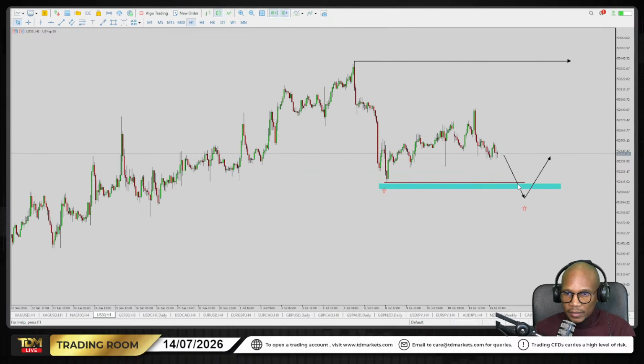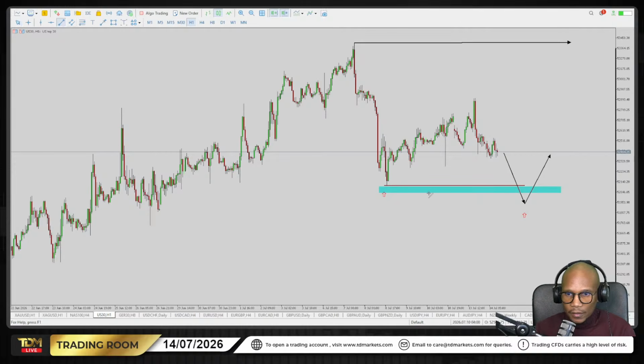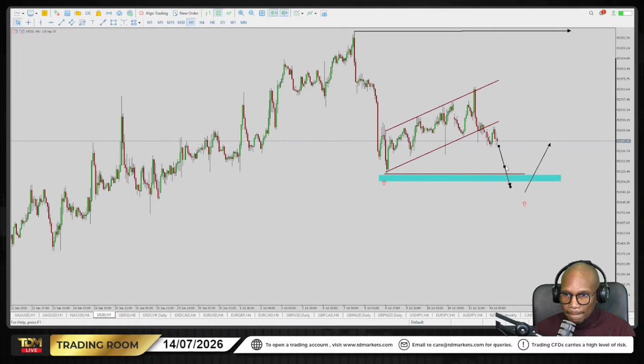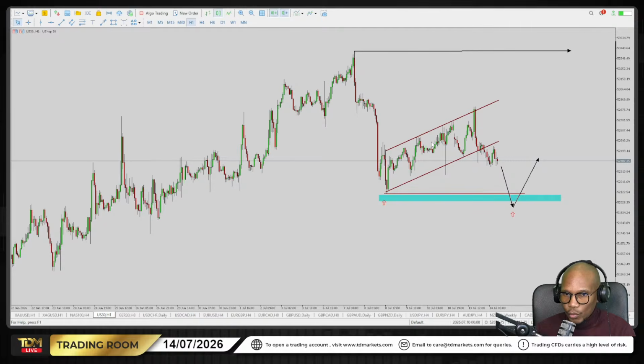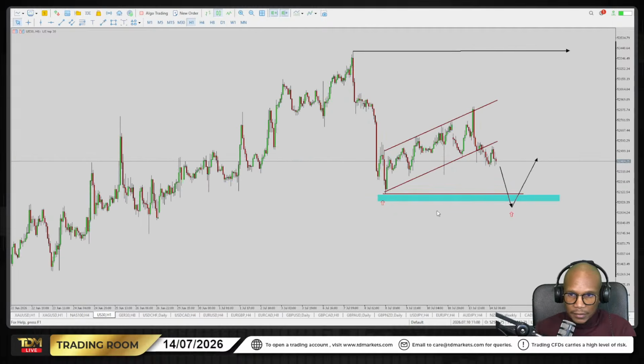If you look at how the structure is looking here, it has broken below. So from this point on, one more push down and then a continuation back up. So we just need another low there, and then a continuation back up. You see how it is? So yeah, if I'm looking for a buy, I'm looking for a buy down here, not where it is, because it has broken down.